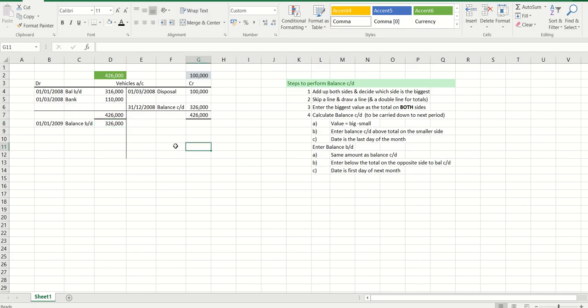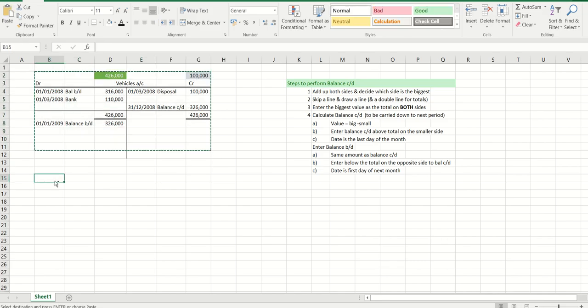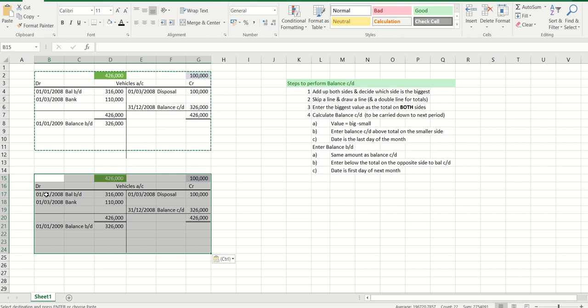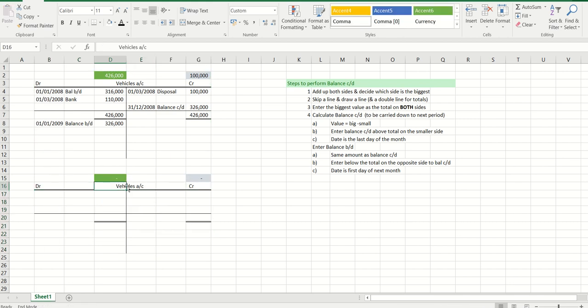Now we're going to do the same for this question. We're going to make another brand new account down here, and it's going to be for the provision for depreciation account.